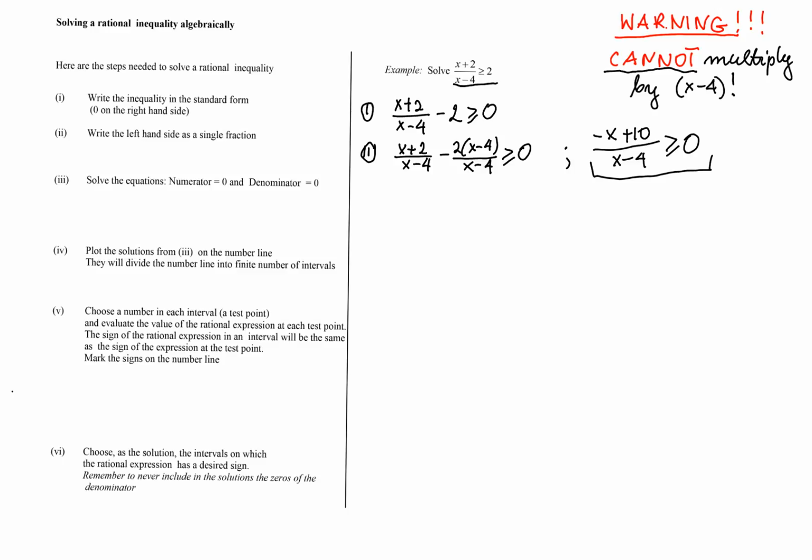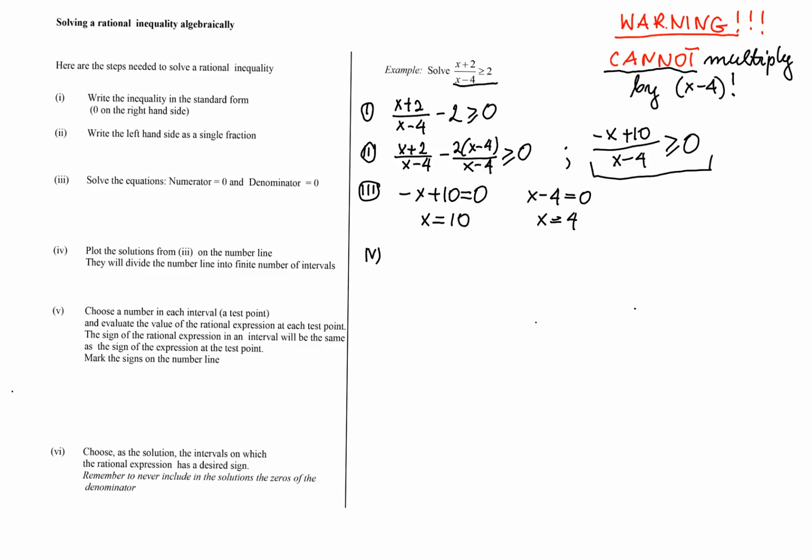So the next step, step 3, is to solve the two equations: numerator equals 0, which will be -x + 10 = 0, and denominator equals 0, x - 4 = 0. The first equation gives me x = 10. The second gives me x = 4. Notice that the zero of the denominator has to be excluded from our consideration because it makes the denominator 0, and therefore it is not in the domain of that expression.